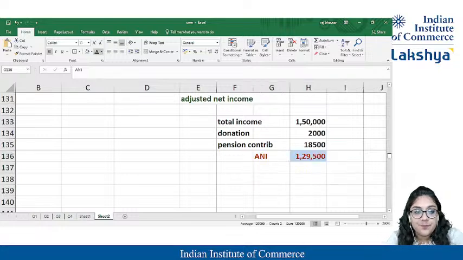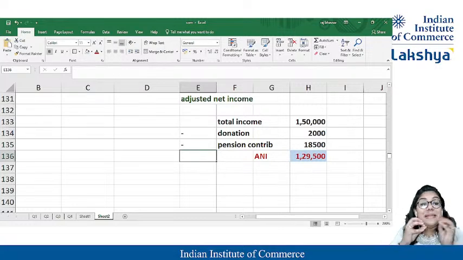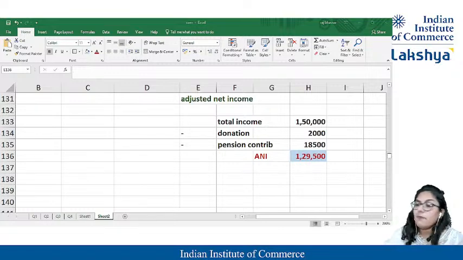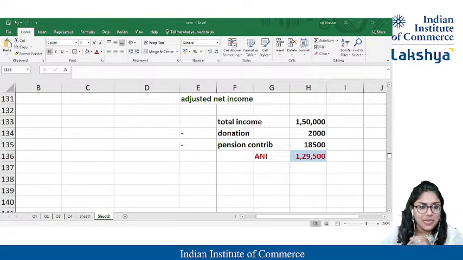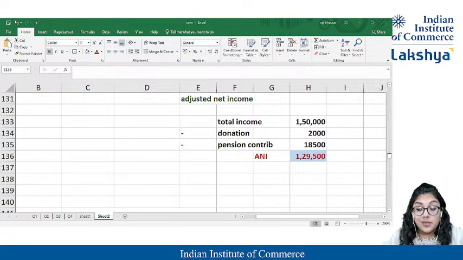I hope you understood this. So donation, then personal pension contribution, please reduce it from your income because you get these reductions. After reducing the donation and the personal pension contribution, I get an ANI. Now ma'am, what to be done after ANI? My ANI is also more than 1 lakh. Then, if it is more than 1 lakh, you are liable to check one thing.